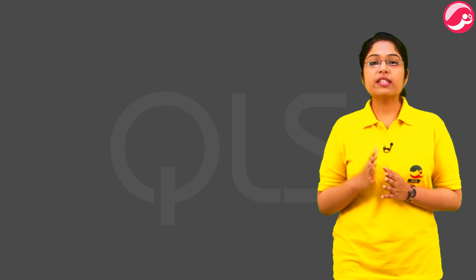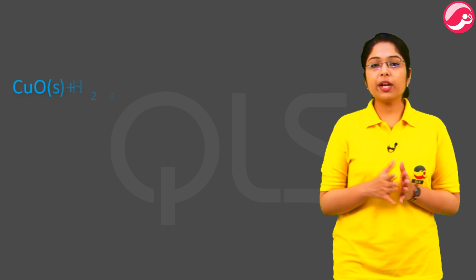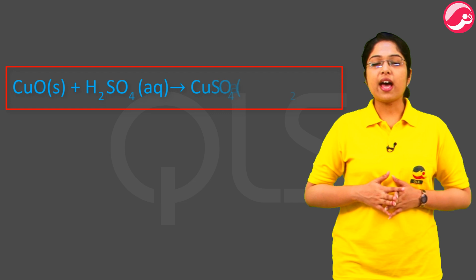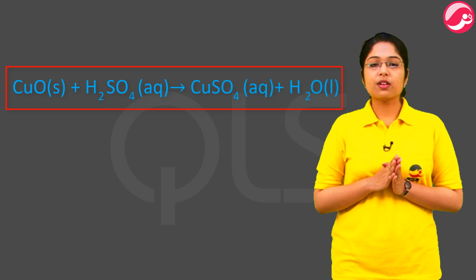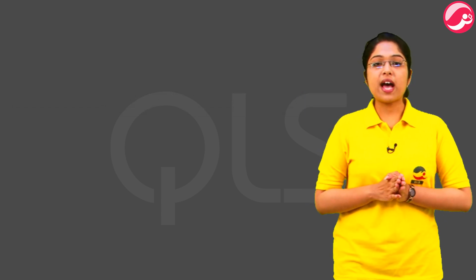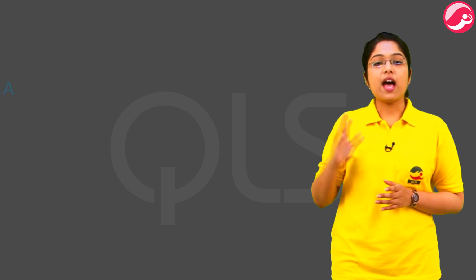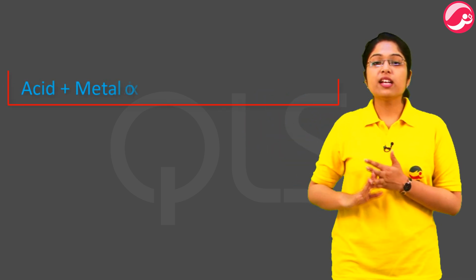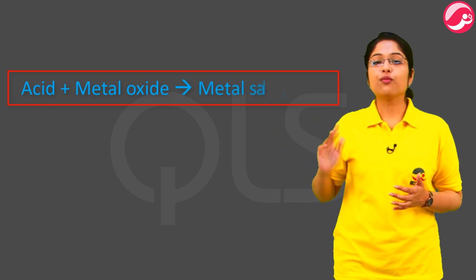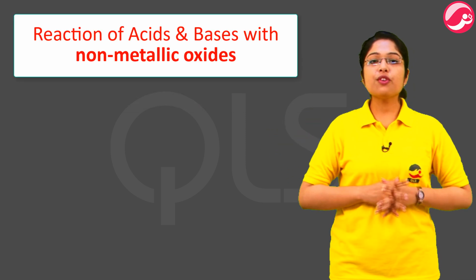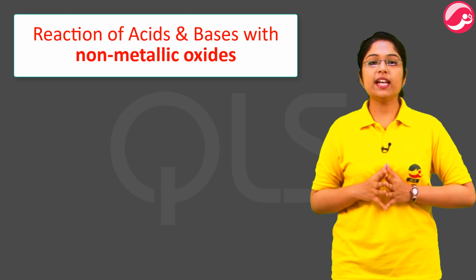For example, when sulfuric acid reacts with cupric oxide, it forms copper sulfate and water. So, the generalized equation for reaction of acids with metal oxides would be acid plus metal oxide gives out metal salt and water. Now, the reaction of acids and bases with non-metallic oxides.